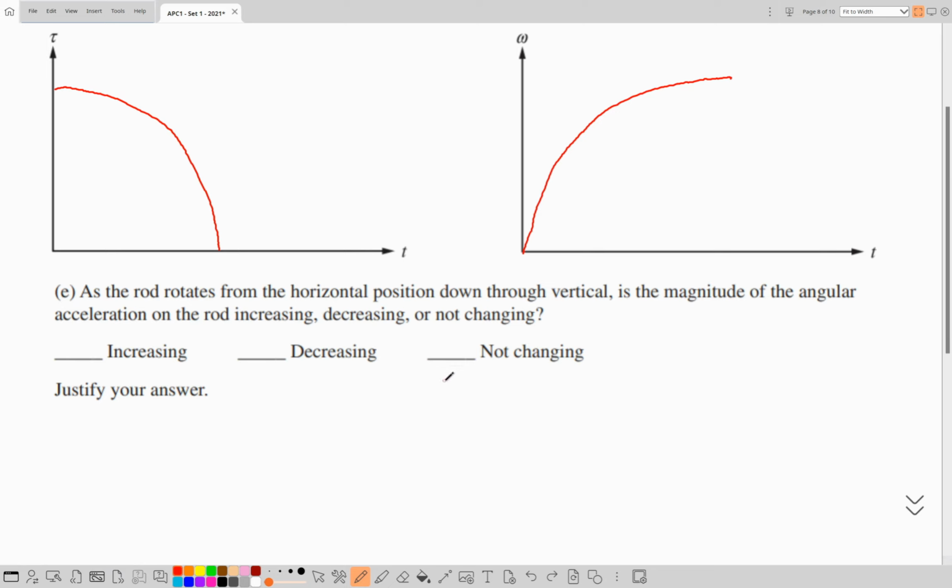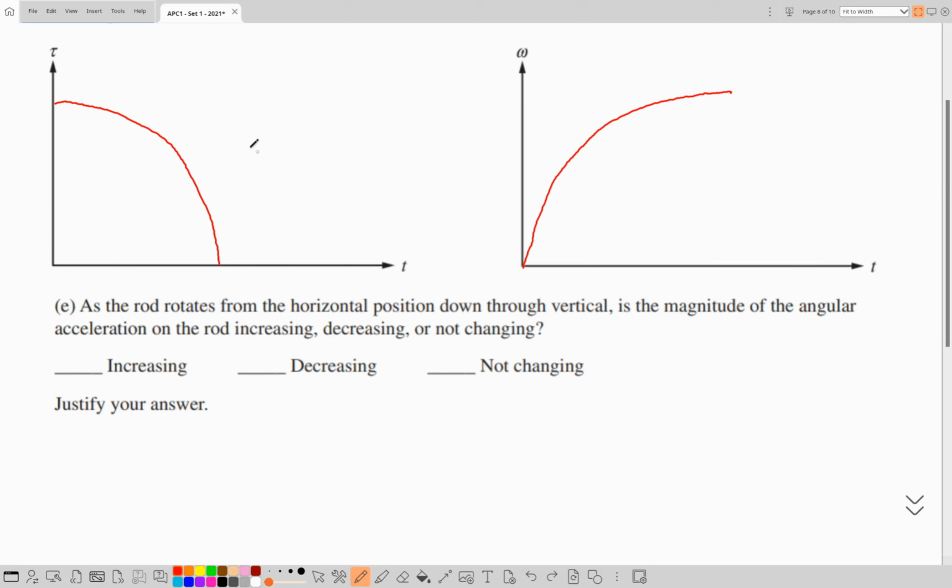Alright, now part E: as the rod rotates from the horizontal position down through the vertical, is the magnitude of the angular acceleration on the rod increasing, decreasing, or not changing? Now again, we're talking about when the rod goes from the horizontal to the vertical, and here we can notice that because the angular acceleration is directly proportional to the net torque according to Newton's second law, then it would be decreasing, because according to this curve it's decreasing.